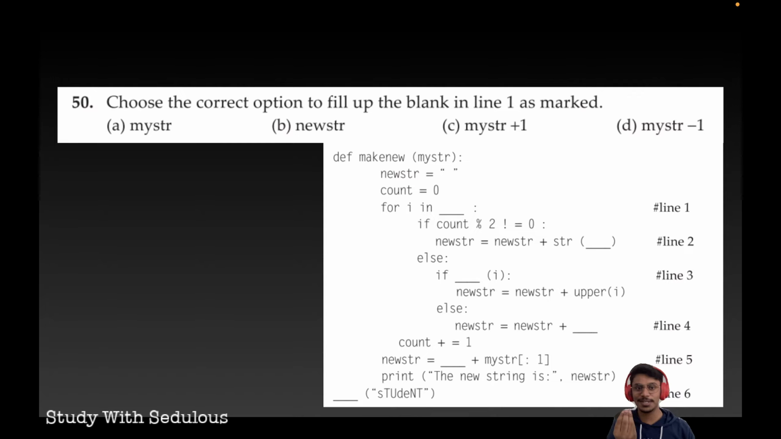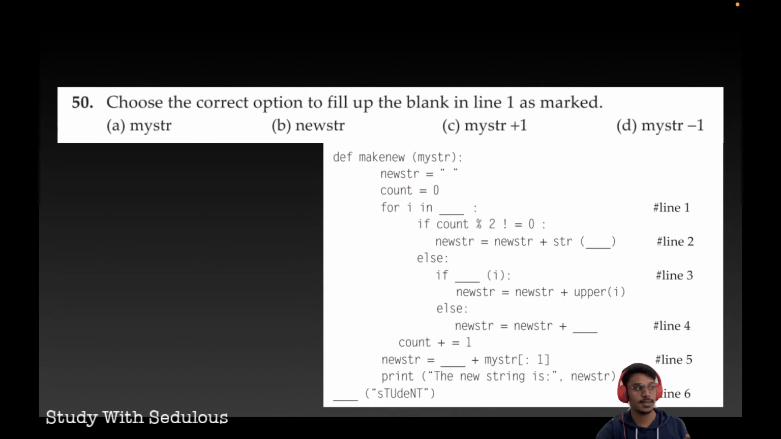This def make new. It's a complete program with 6 blank spaces, and the 6 questions would be to fill up these 6 lines. And what I think is the best method is not to do it in sequence, rather going backward. Backward, what do I mean?